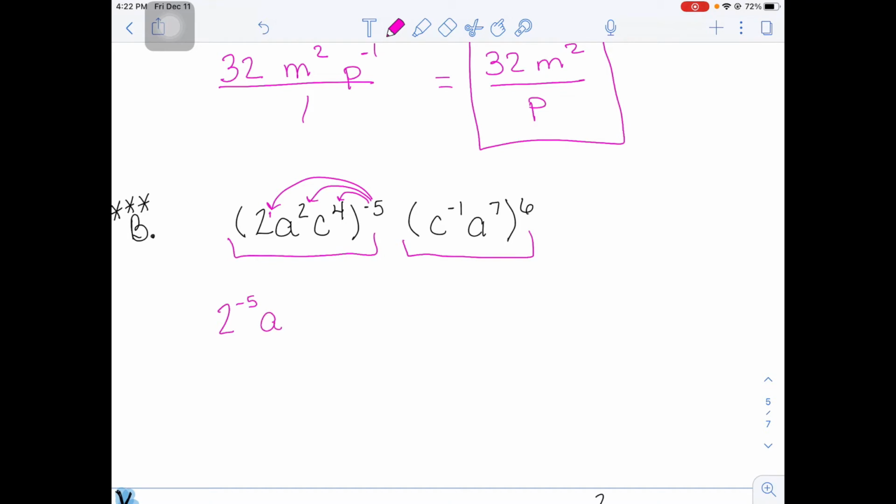A is our base. 2 times negative 5 is negative 10. And C is our base. 4 times negative 5 is negative 20. All right, so that has been simplified with my power to power rule.